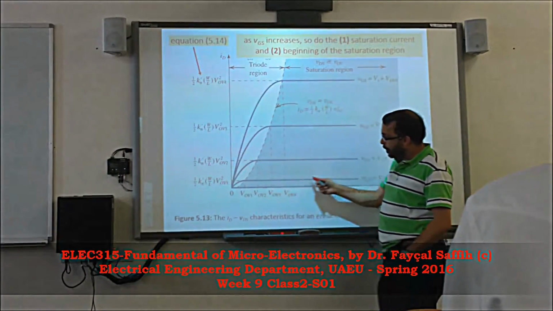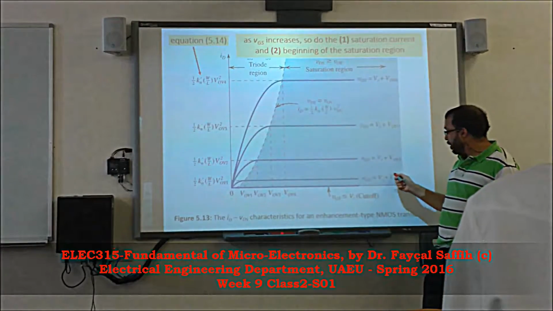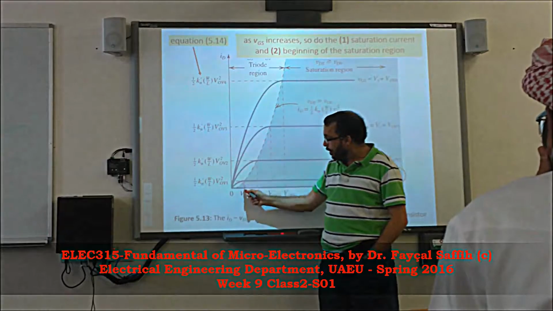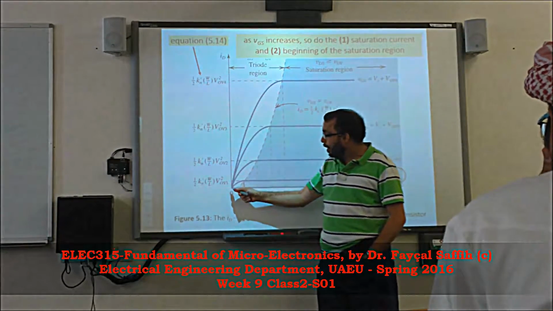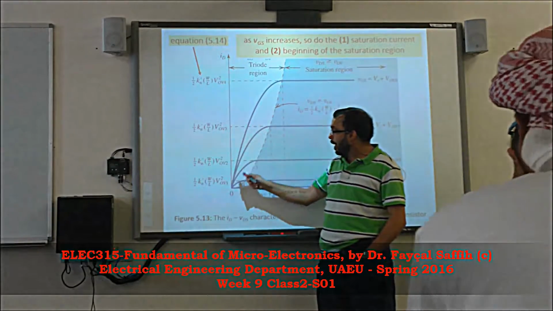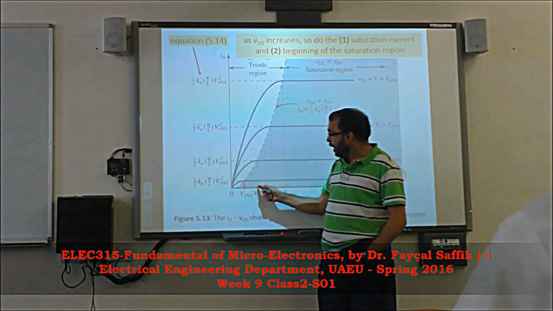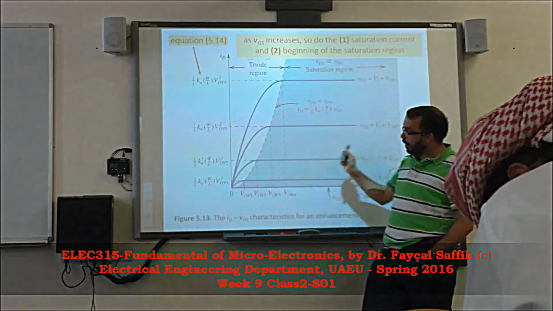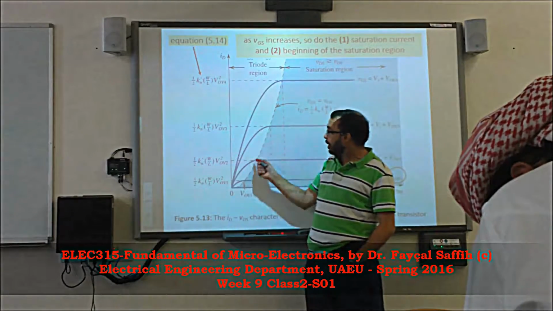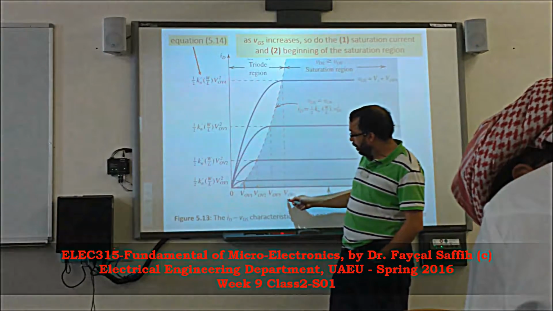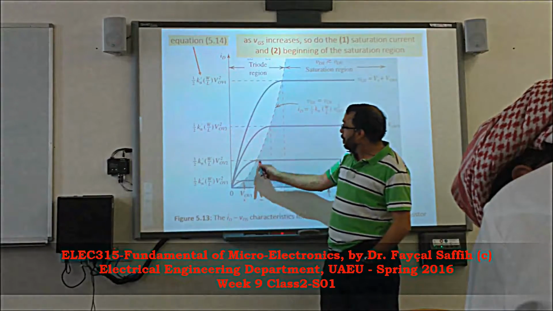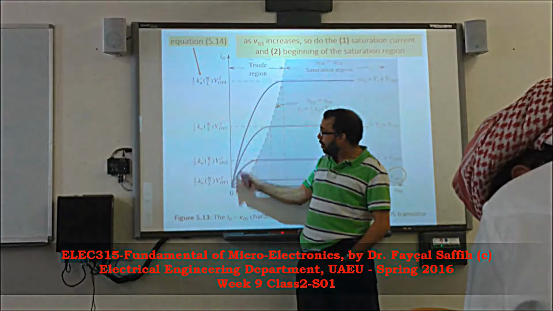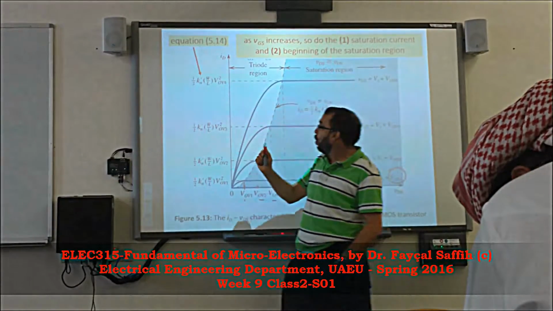So the first graph corresponds to a certain overdrive called overdrive 1. For that one, this is my limit. Now as soon as I increase the overdrive, the behavior of my device will be at a different point. Yes or no? From here, saturation. From there, the triode, and so on. As you increase the overdrive, the boundary moves.